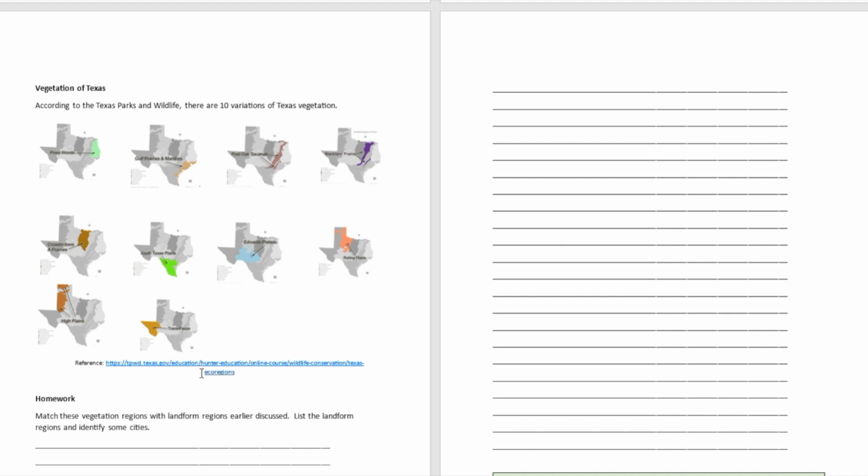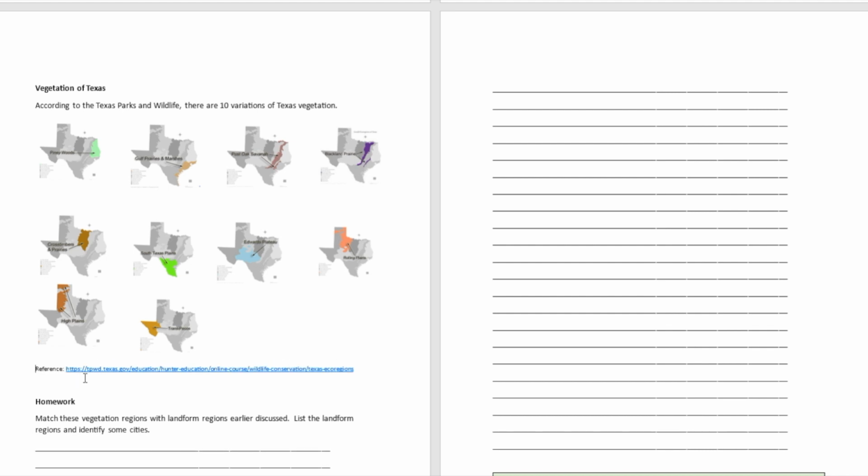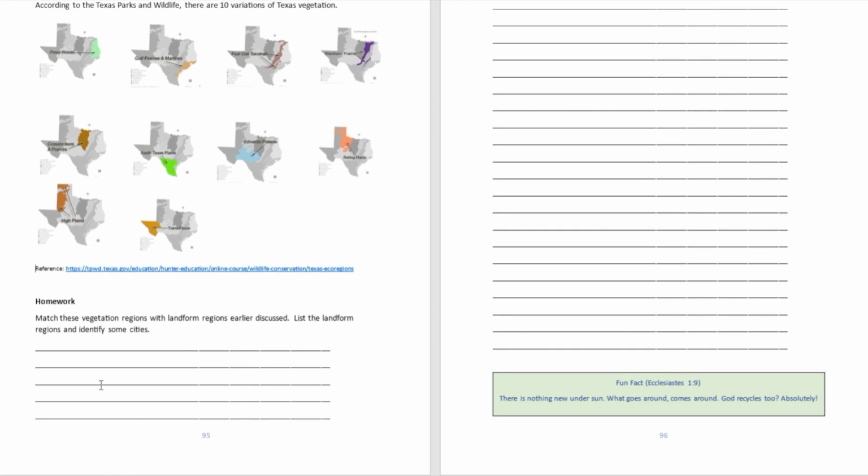Please go ahead and click on this link so you can have a better graphic than what we have over there, but you are going to see the link right over there in your workbook. Alright, so go ahead and do that homework as well. Match these vegetation regions with landforms that we discussed earlier. List the landform regions and identify some cities. So it's going to take you doing some research as well.